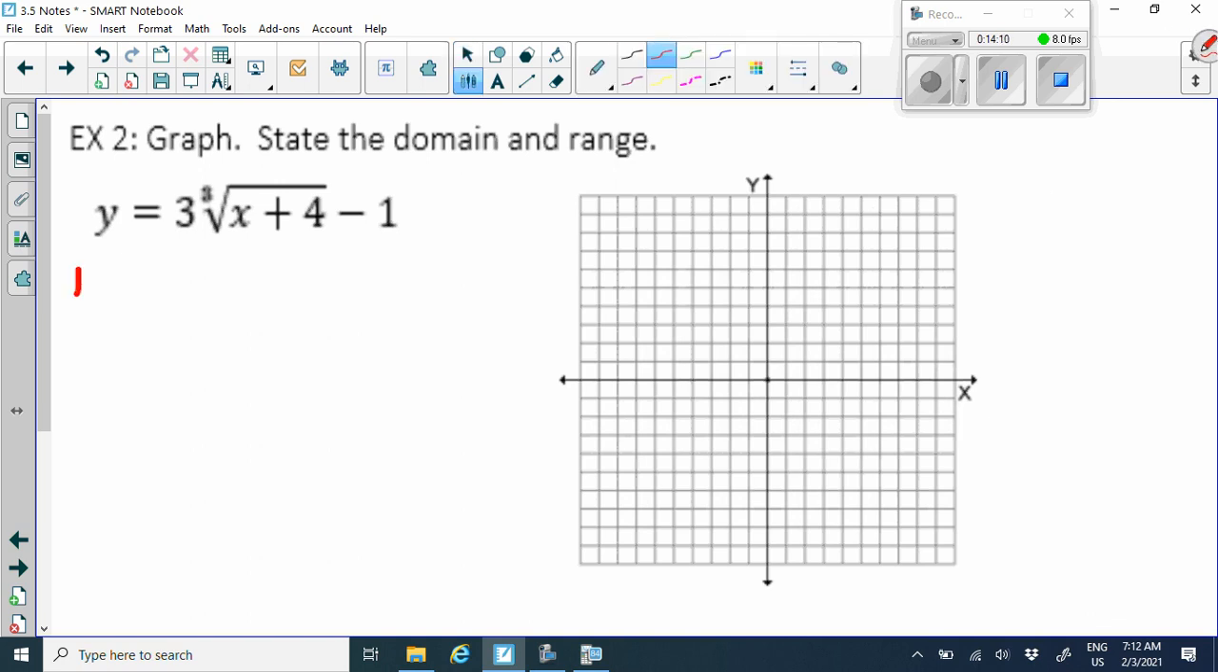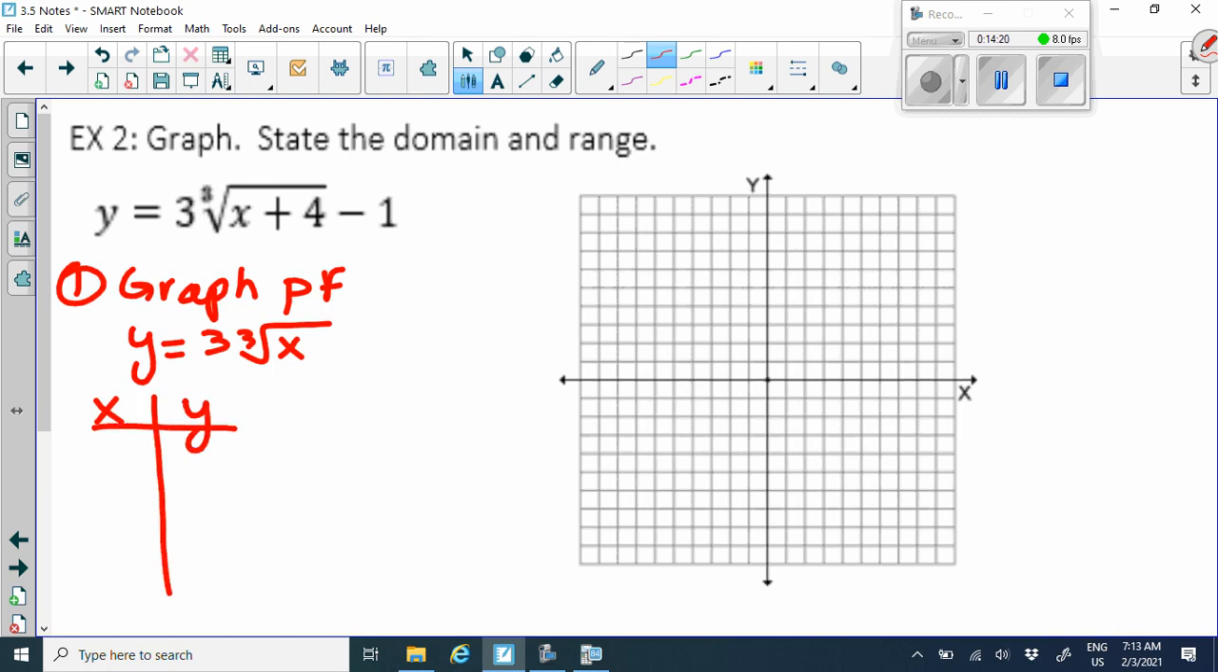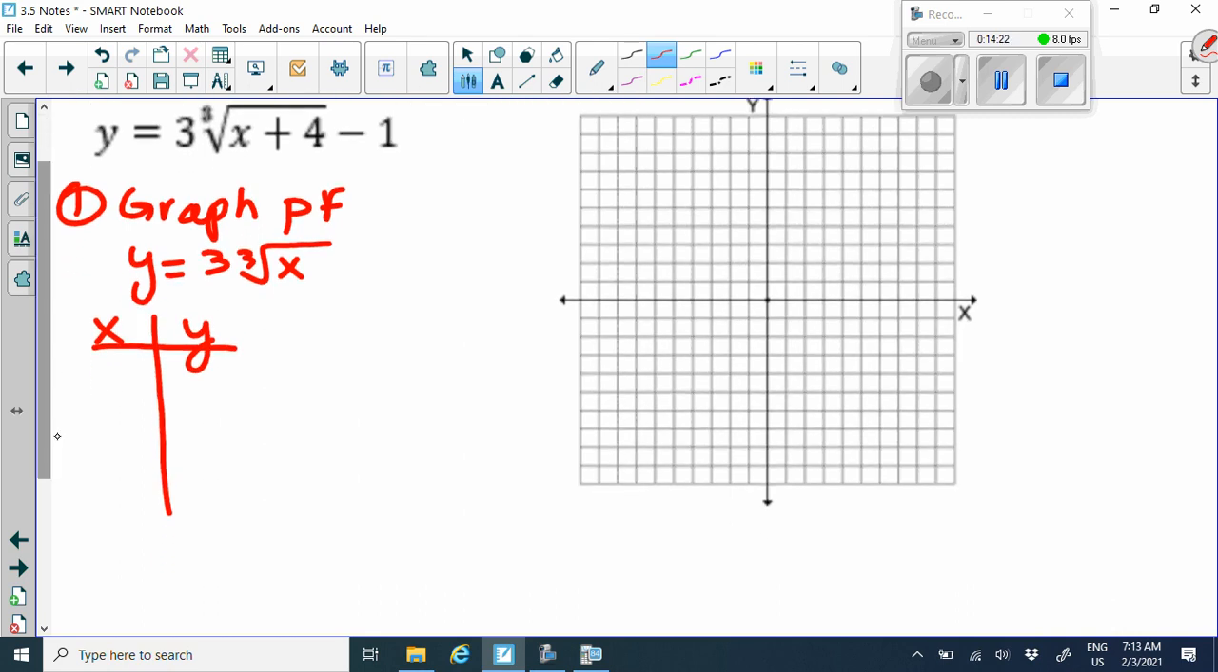So we're going to first graph the parent function. That's going to be y equals 3 cube root of x. Remember, we use the same 5 points because this is a cube root function. So that's going to be -8, -1, 0, 1, and 8. So I plug that in. So I get -6, -3, 0, and then 3 and 6. Okay, we graph that.